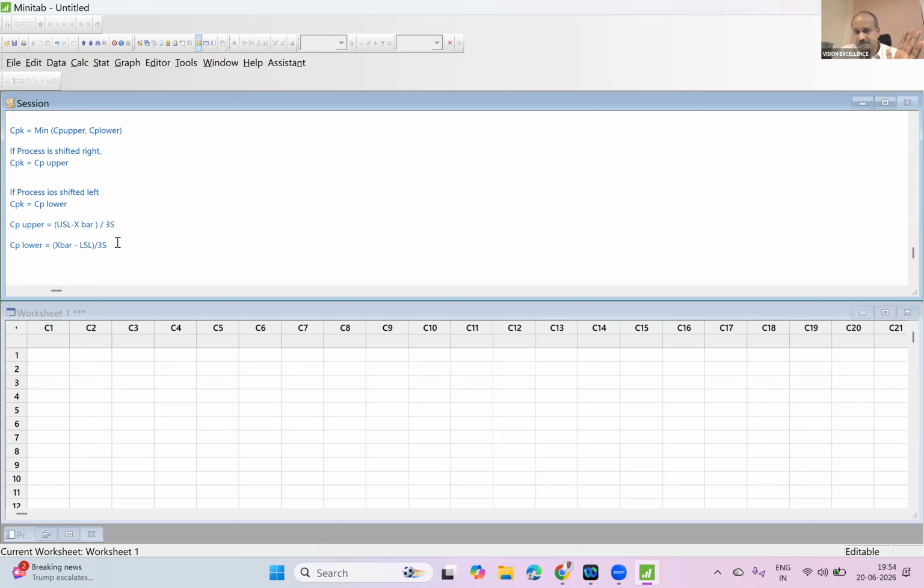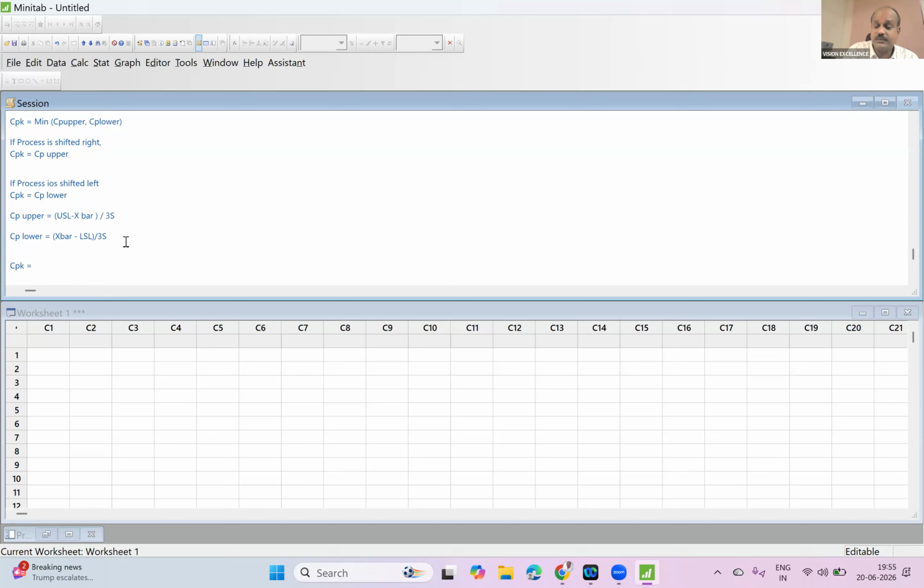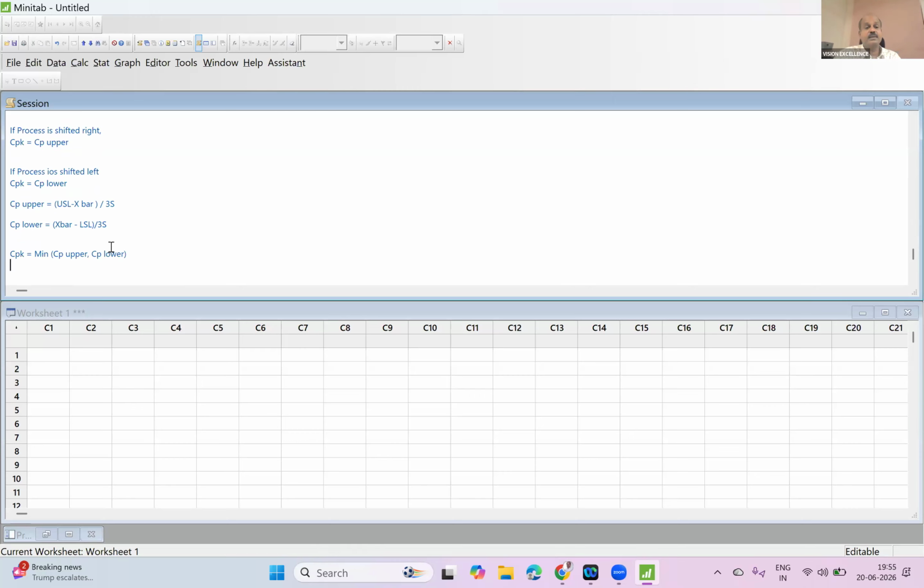But the moment your process is shifting right side, CP upper will get reduced because your X bar is moving to the right. So the distance between USL and X bar will reduce. Can you understand that? Whichever side the value is going down, that will be assigned to CPK. That is why the formula is minimum of CP upper, comma, CP lower. So this is the theory behind the process capability analysis, CP and CPK value.